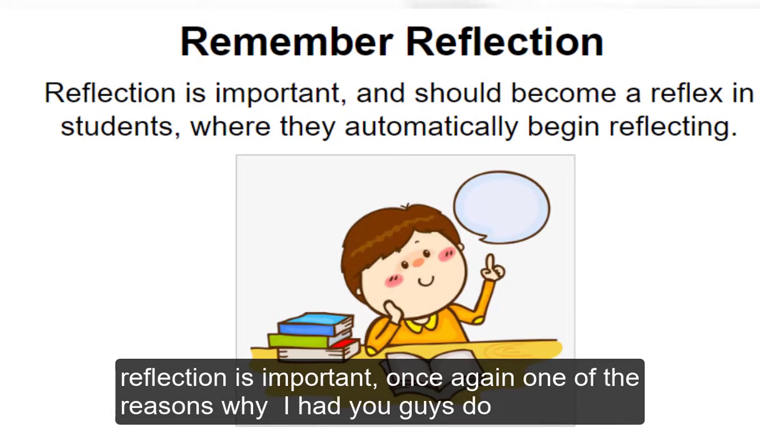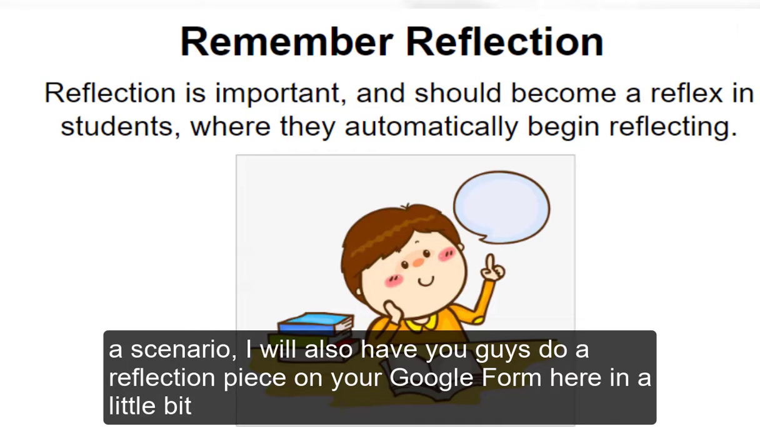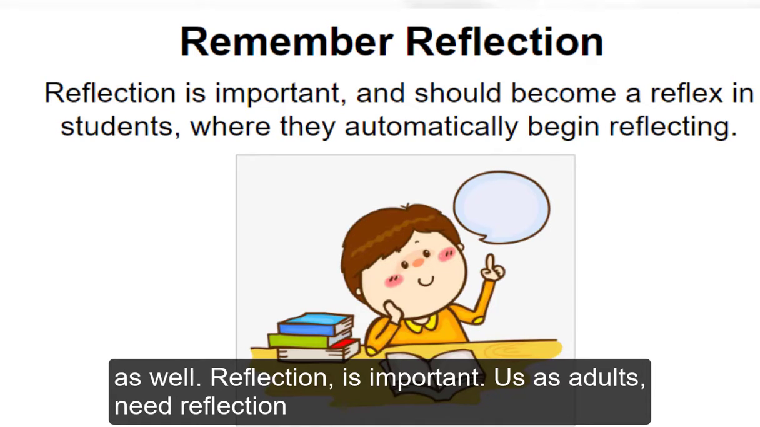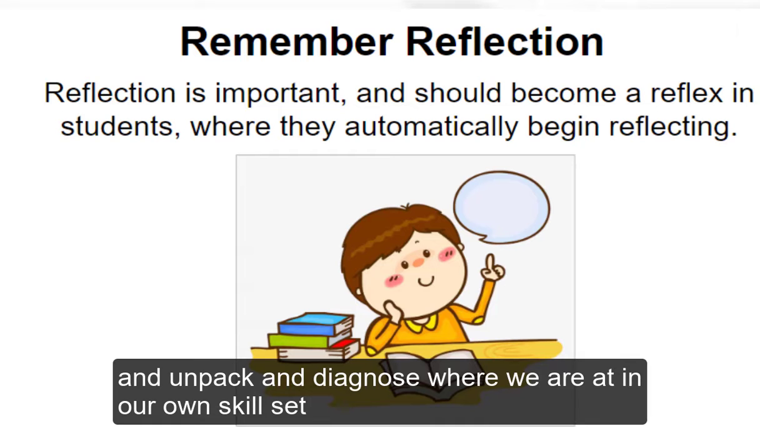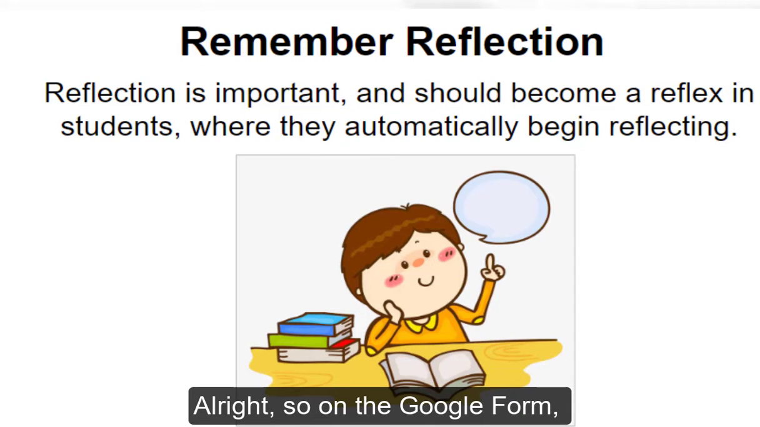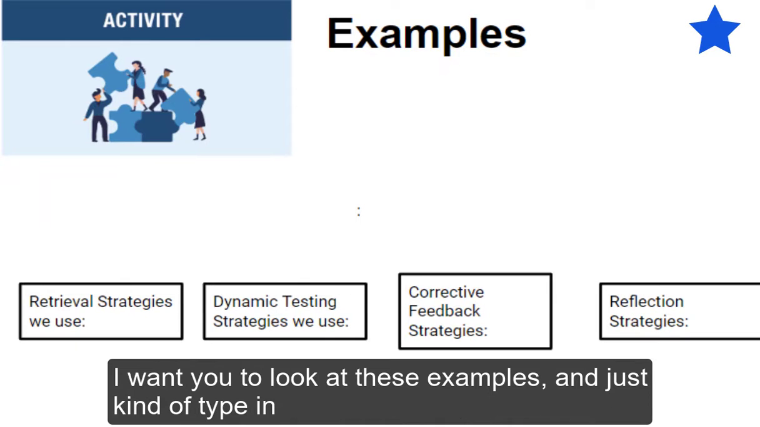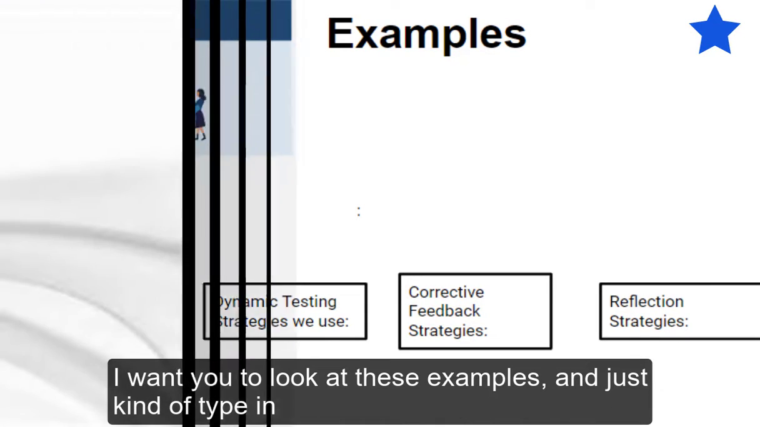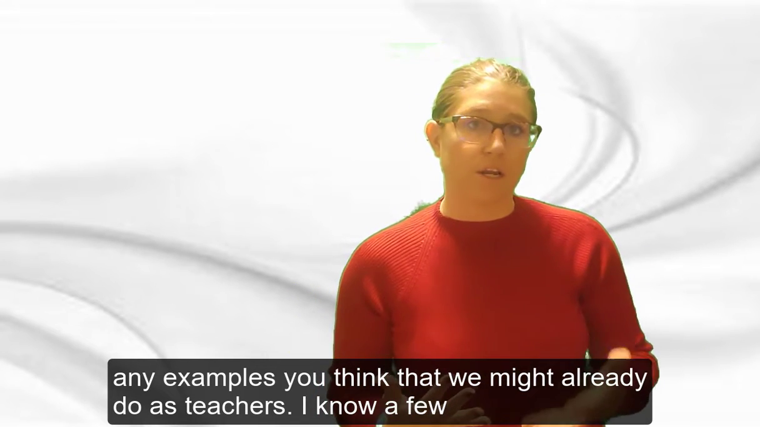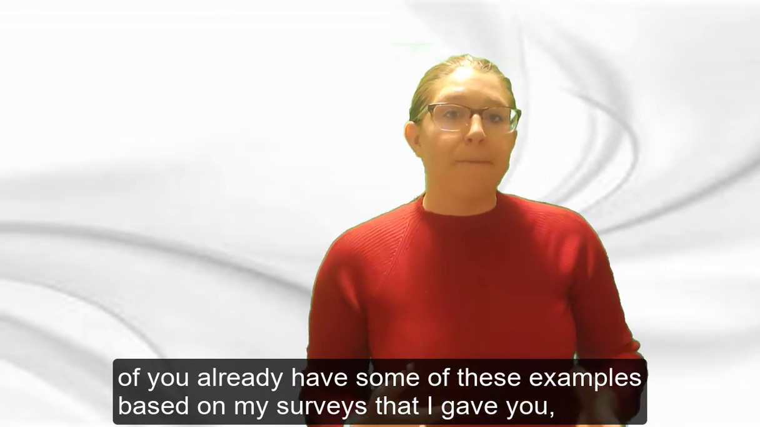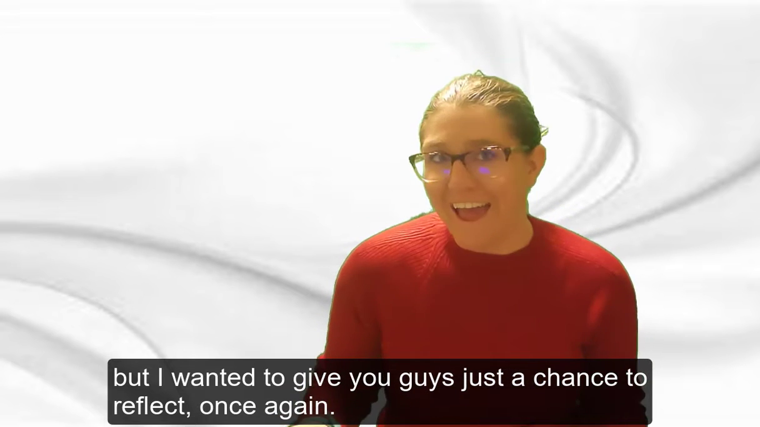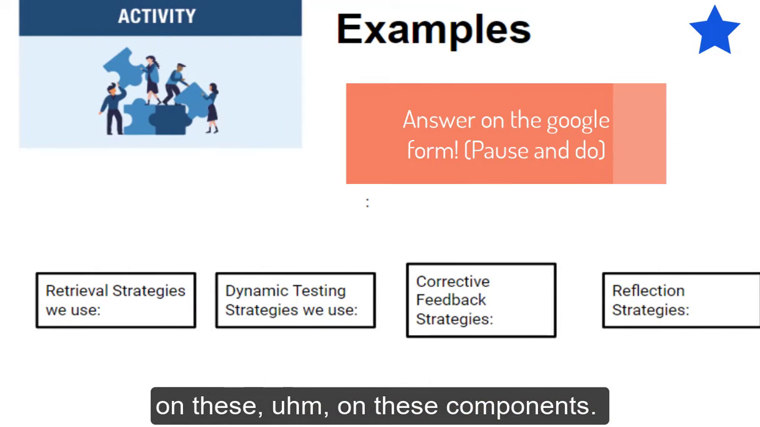So, reflection. Reflection is important. Once again, one of the reasons I had you do a scenario is that I'll also have you do a reflection piece on your Google form in a little bit. Reflection is important. Us as adults need reflection. Students need reflection. We really want to sit with what we are learning and unpack and diagnose where we are at in our own skill sets. All right, so on the Google form, I want you to look at these examples and type in any examples you think we might already do as teachers. I know a few of you already have some of these examples based on the surveys that I give you, but I wanted to give you a chance to reflect once again on these components.